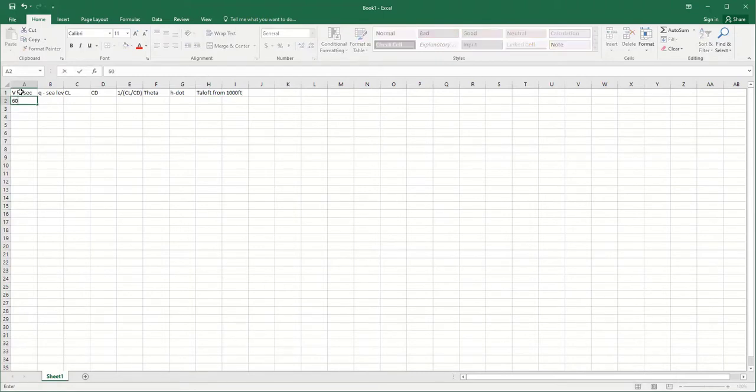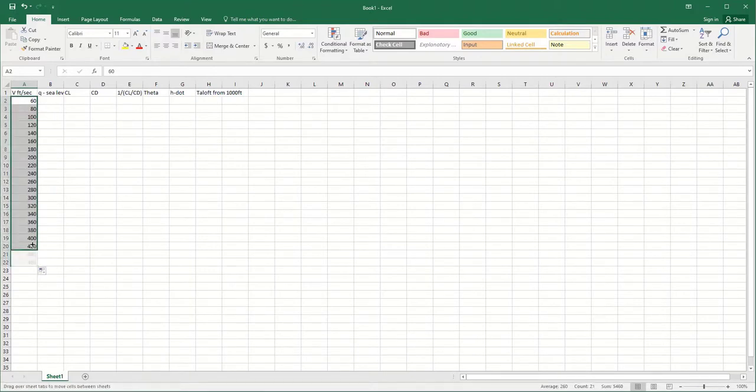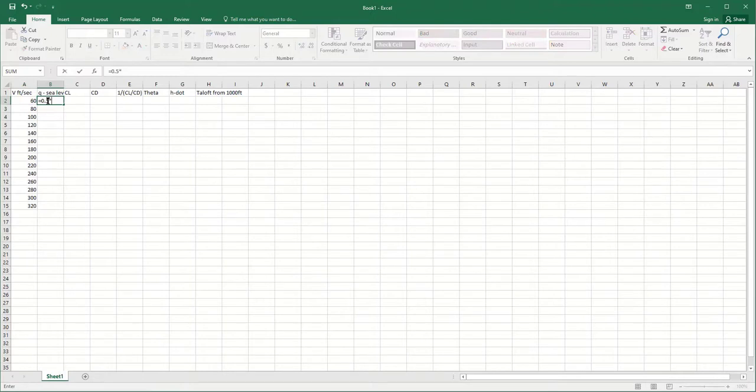So I started at 60 feet per second and varied it by 20 feet per second. So if I type both of those, it knows what the increment is, and I can drag this down. I think 320 is good enough here. So the dynamic pressure, 1/2 rho, the density of rho at sea level is 0.002769. And then we've got to multiply it by V squared.